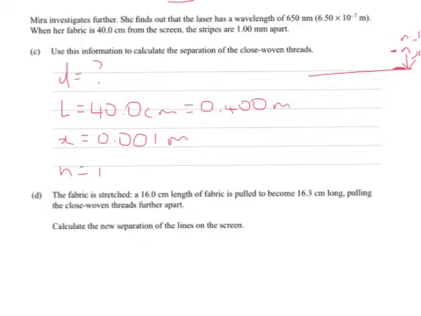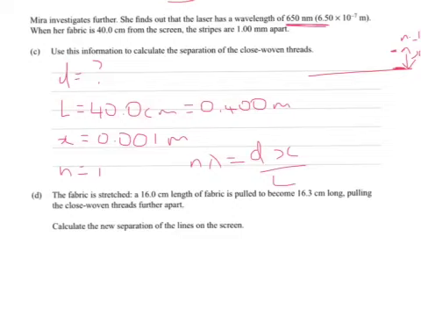What other information do we need? Lambda we've got is the 650 nanometers, so we're going to use n lambda equals dx over L, because our small angle approximation definitely applies. 1 millimeter is much smaller than 40 centimeters.